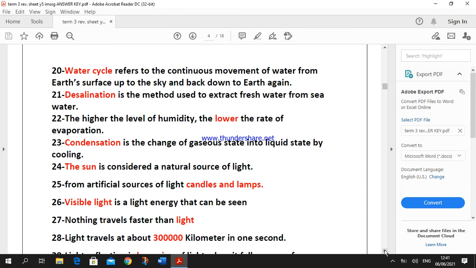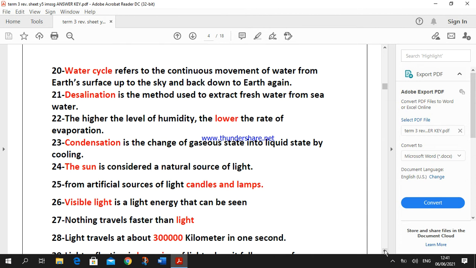Okay? Number 24, the sun is considered a natural source of light and heat also. 25, from artificial sources of light, candles and lamps. Okay, electric lamps are artificial sources of light, while the sun is a natural source.